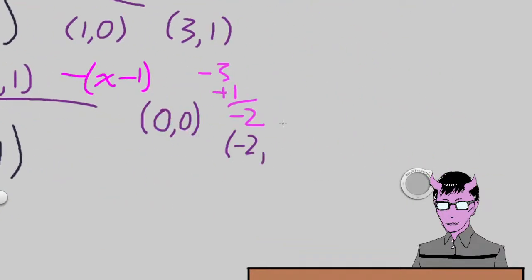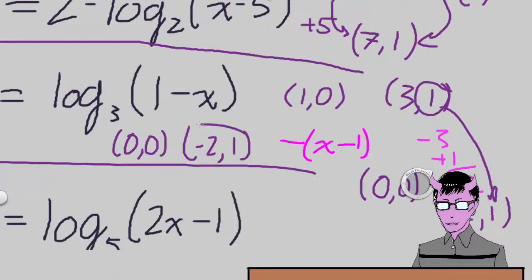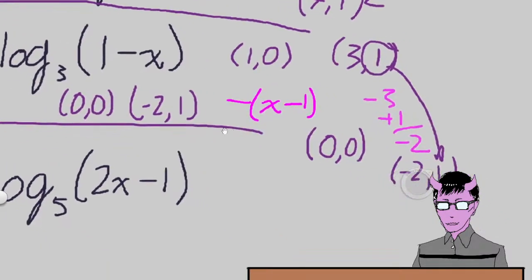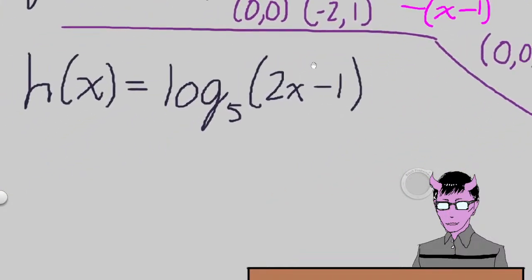But we don't have the y value, right? But remember, no transformations on the y, so it strictly carries over to be -2, 1, which is correct. So, both those points. Now, let's do this one.